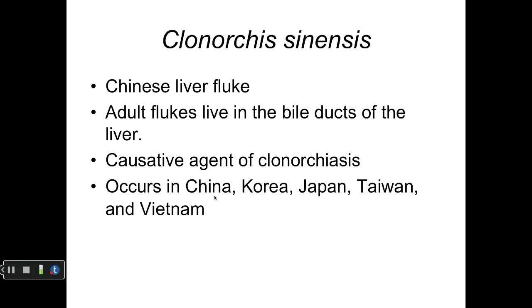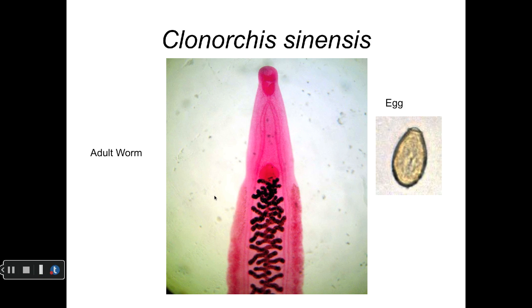Clonorchis sinensis, or the Chinese liver fluke, is a fluke that lives in the bile ducts of the liver, so it has a similar habitat in its adult stage as Fasciola hepatica. The disease is known as clonorchiasis. It occurs in China, Korea, Japan, Taiwan, and Vietnam.